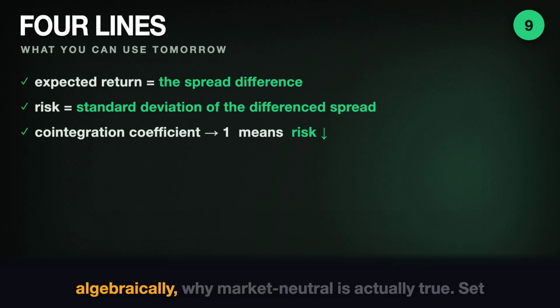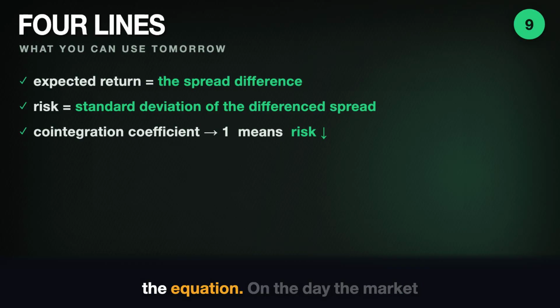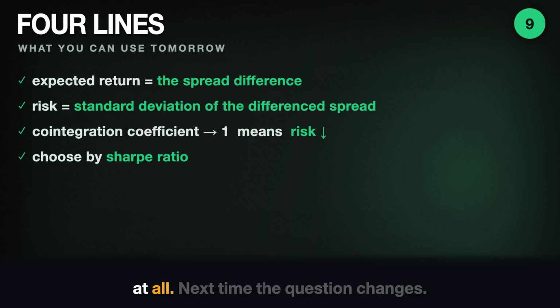We saw, algebraically, why market neutral is actually true. Set the hedge ratio to the ratio of the betas, and the market term leaves the equation. On the day the market is shaking, the thing you hold on to isn't a feeling, it's that proof. That's the reason to dig into theory at all.